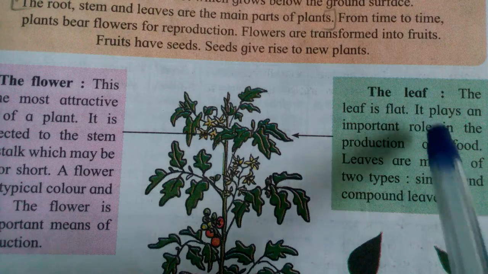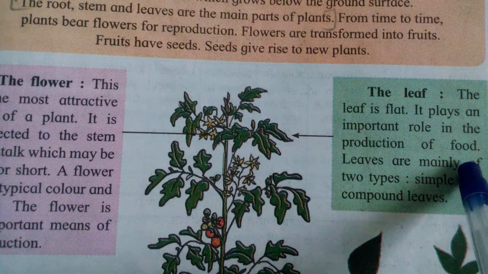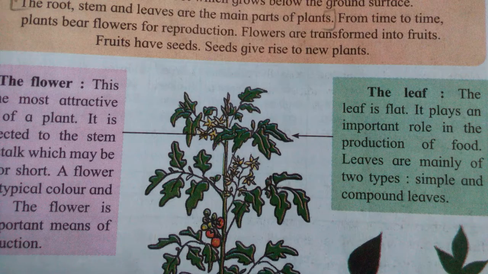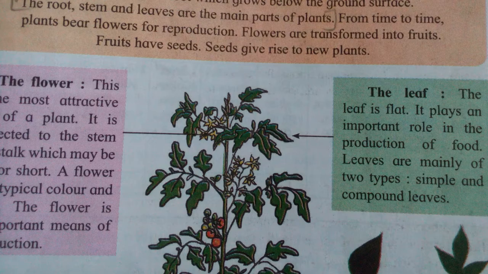This is the leaf. The leaf is flat. It plays an important role in the production of food. Leaves are mainly of two types, simple and compound leaves. The leaf takes part in the production of food because in a leaf the green color, the chlorophyll pigment, is present. As well as that, stomata are present on the leaf, and due to that the exchange of gases happens in the leaf.